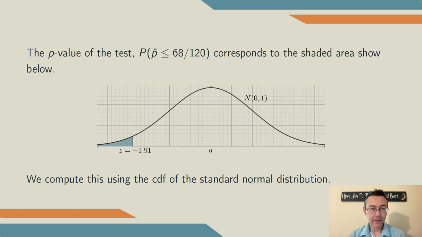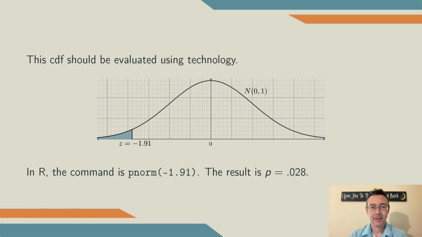We compute the p-value of the test using the CDF of the standard normal distribution, the cumulative distribution function, and that returns the probability of randomly getting a value less than negative 1.91 in the standard normal distribution, the shaded area I have here. And that corresponds to the probability of randomly getting a p-hat less than what we actually got in our study. You should compute that using technology.